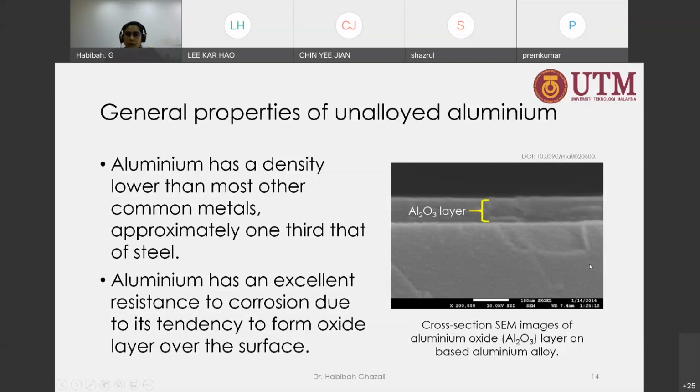So that's why aluminum does not have that rust that you can see in iron. So that rust is actually a layer as well. When iron reacts with oxygen, it will form that rust. So it has a similar concept as well. So this layer will protect aluminum on the base.